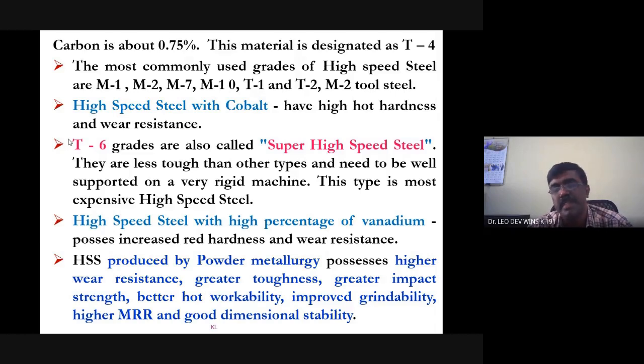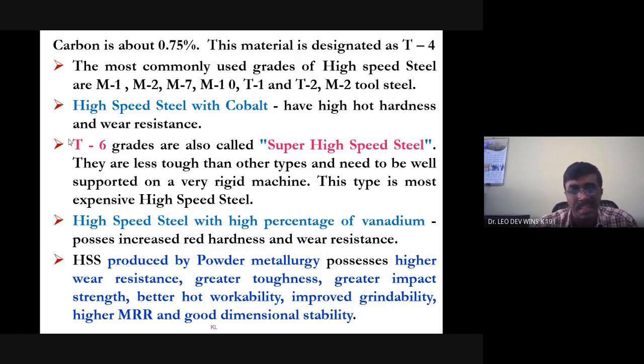Normally, this high speed steel is produced by powder metallurgy. Already we have studied what is powder metallurgy: making components by mixing the required metal powders, and compacting that, followed by a sintering operation. Sintering is nothing but heat treatment. Then we have to do some fine finishing operation, so that we can use it as a cutting tool material.